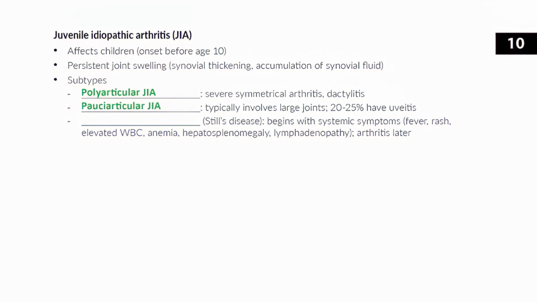And the third type of JIA is called systemic onset JIA, and the old name is Still's disease. These patients can have arthritis, but they often have systemic symptoms such as fever, rash, elevated white count, anemia, hepatosplenomegaly, and lymphadenopathy. If they have all of these systemic symptoms, but not much in the way of obvious arthritis, JIA can look a lot like leukemia or lymphoma.